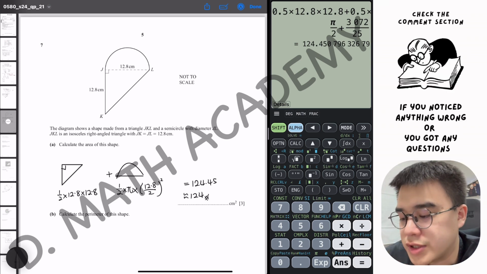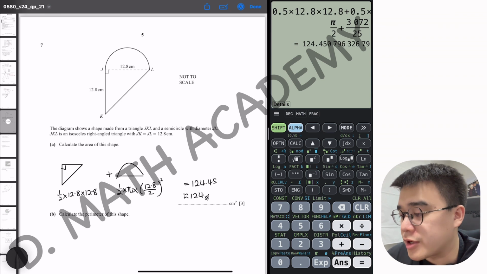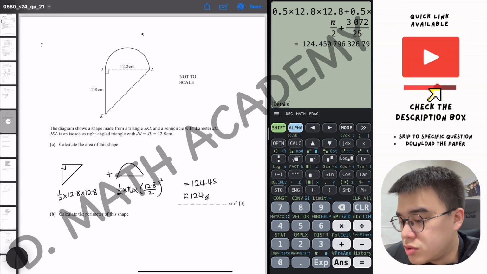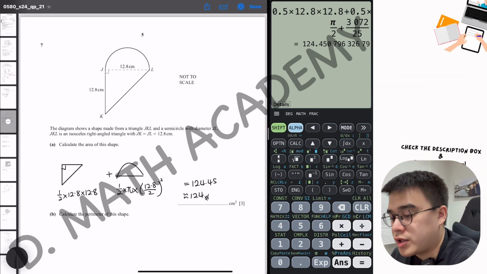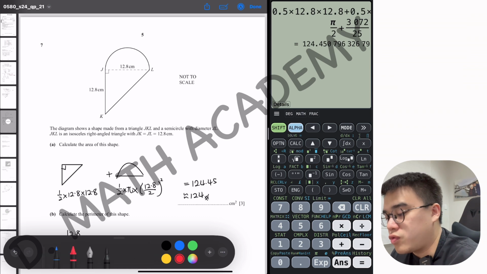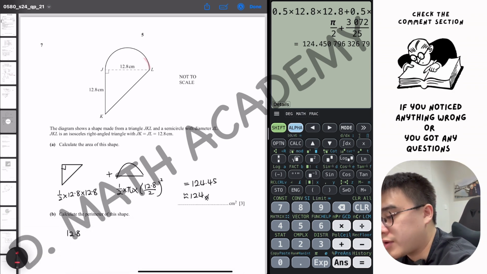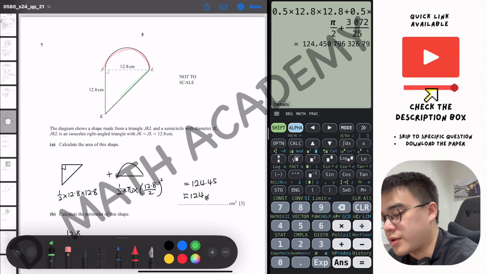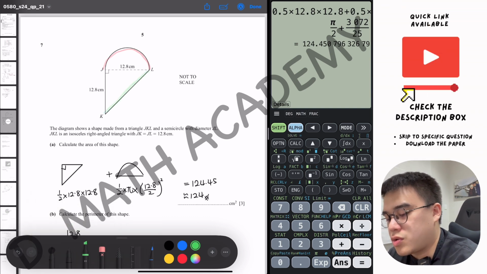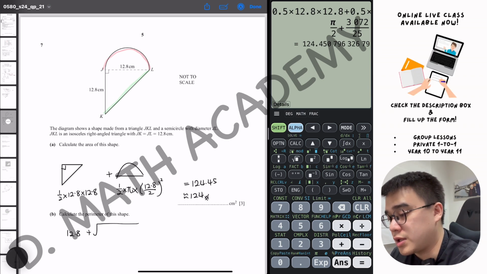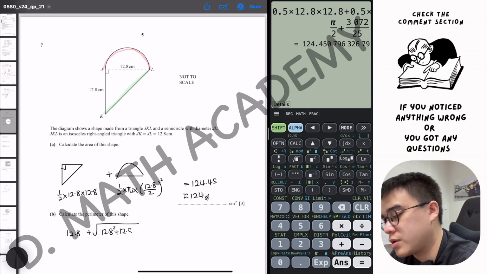Okay, moving on to the next question. It asks us for the perimeter of the shape. So the thing that I would do now is to find the 12.8. This is already done. There's only two more parts that I have to add together here. First is the curved part, and then the slanted part here. So the slanted part is easier to calculate. It's basically the square root of 12.8 squared plus 12.8 squared.